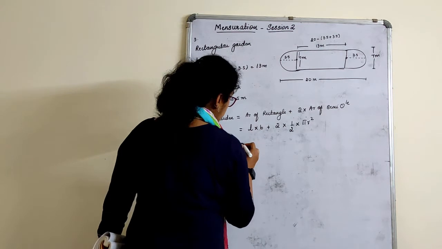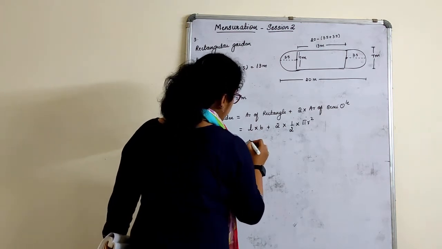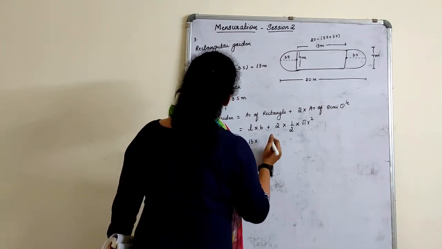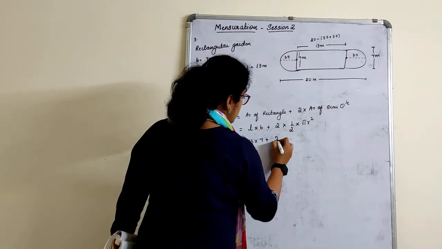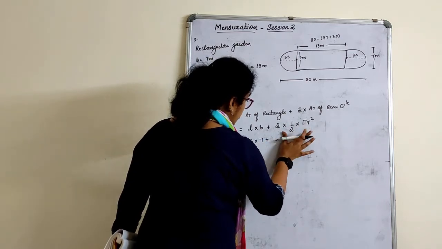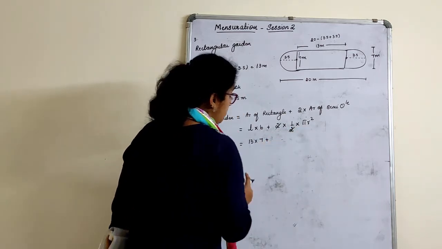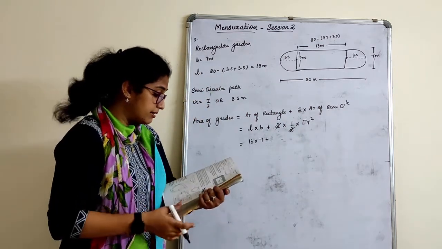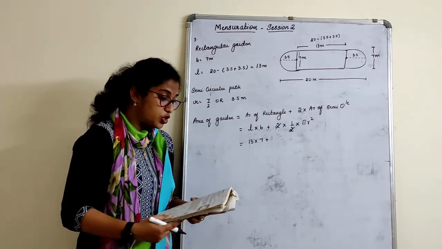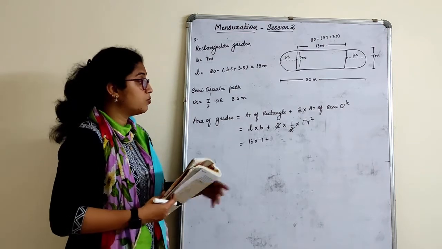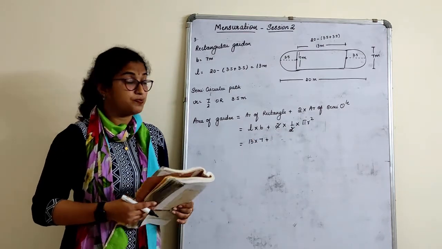Okay. Now substitute. Length is how much? 13. Breadth is how much? 7 plus 2 into 1 by 2. Okay. 2 and 2 will get cancelled. Pi. Now the most important thing here, children, if you see the whole question, nowhere have they mentioned what is to be taken as the pi value.